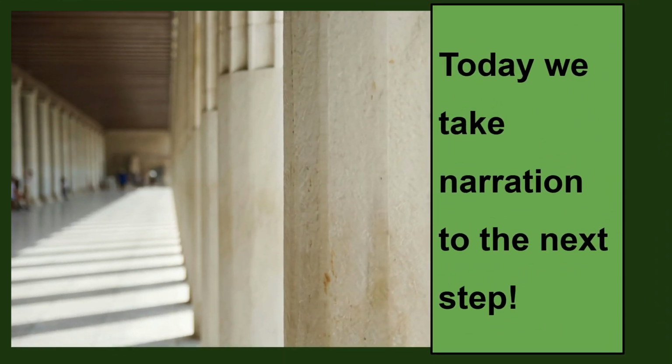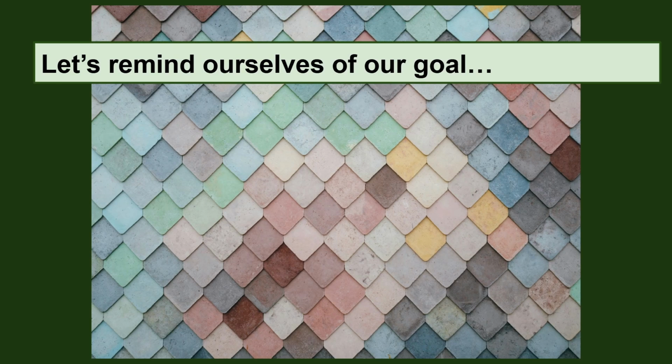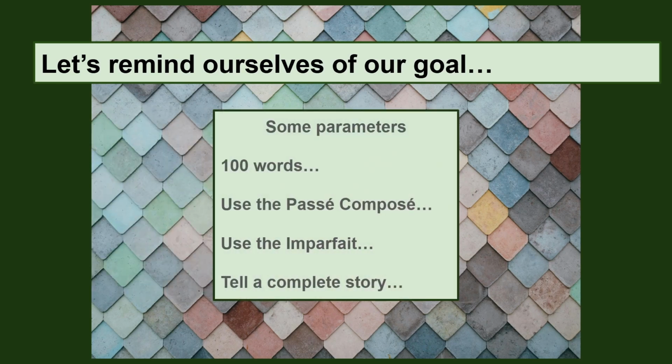Today we're going to take narration to the next step. We're going to be talking a little bit about how you talk about future events in the past. We're also going to continue our work with the passé composé and the imparfait, but we're going to do it in a different way. We are going to actually create a story with 100 words exactly. And we're going to use the passé composé and the imparfait, and we're going to try to tell a complete story with a beginning, a middle, and an end.